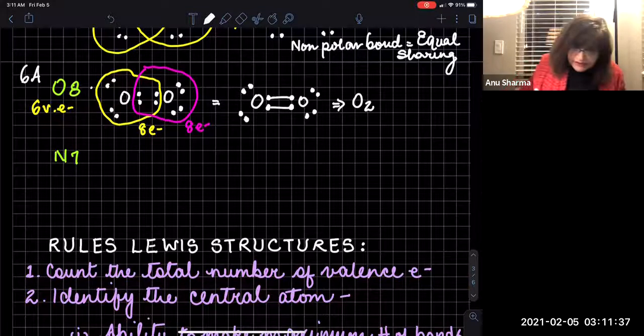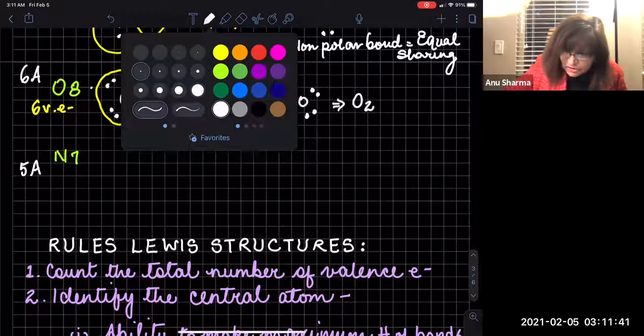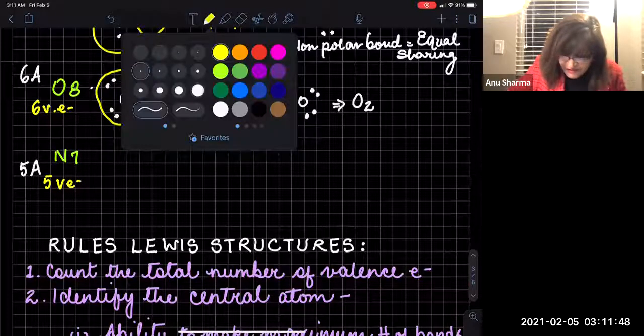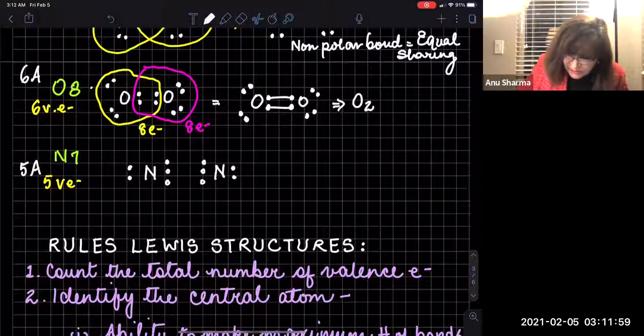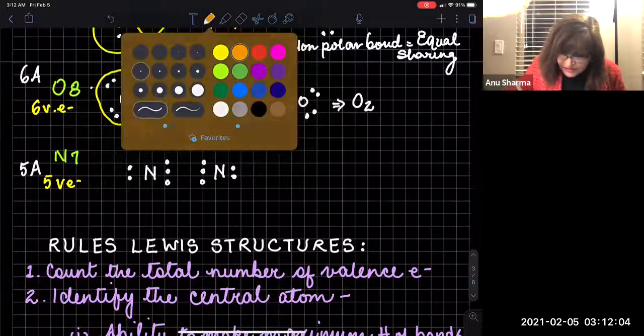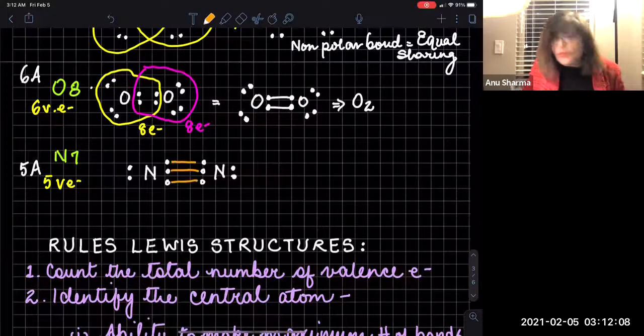Okay. Next, look at nitrogen. Now, nitrogen is in group 5A. And nitrogen has how many valence electrons? 5 valence electrons. Nitrogen's total is 7, but 5 valence electrons. So let's draw nitrogen. So here's nitrogen, and I'm going to put these 3 valence electrons here, 2 here. And then here's this nitrogen, 3 valence electrons here and 2 here. So now what is happening? They are going to connect. So these 2 are connecting, these 2 are connecting, and these 2 are connecting, meaning overlapping.